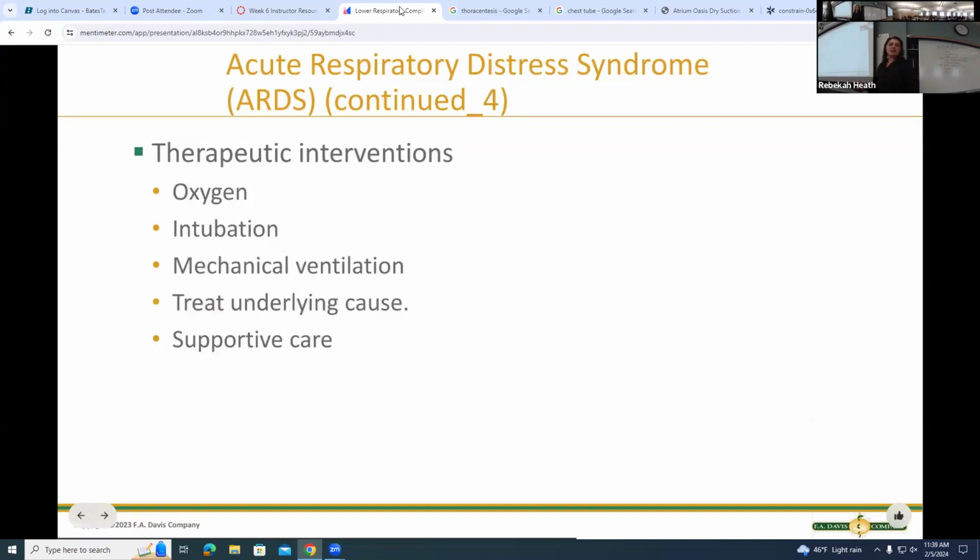Kind of like with COVID-19, right? We didn't have a treatment for it. We just had supportive measures to try to get people through until their body could start maintaining on its own.